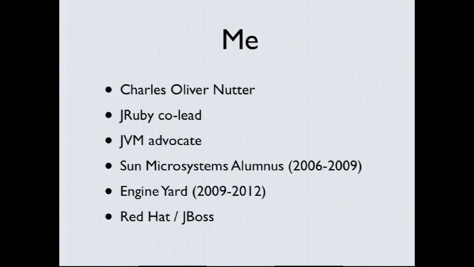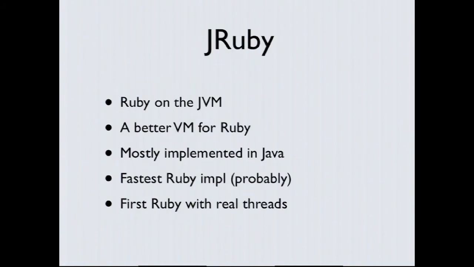Was at Sun, then Engine Yard, and now at Red Hat in the JBoss Polyglot group, where we're doing a lot of fun stuff. So onward to JRuby. JRuby is, you know, Ruby on the JVM. Nothing too fancy about that. We like to think of it as a better VM for Ruby. And it's kind of a nice language for the JVM.